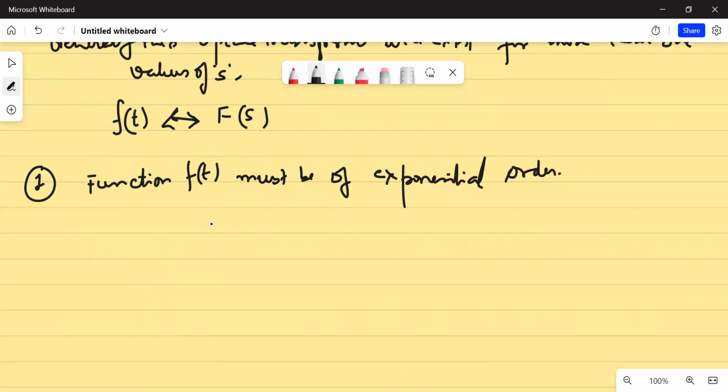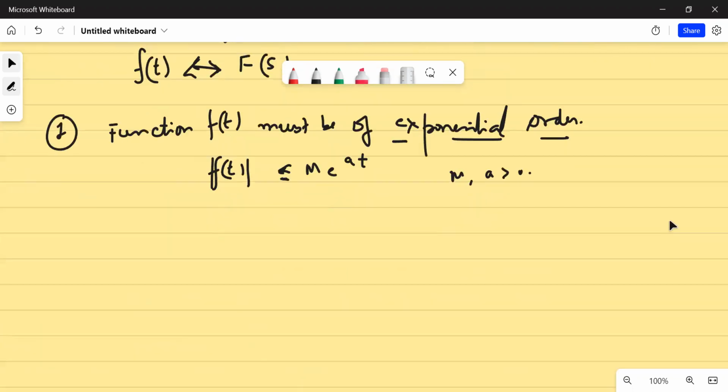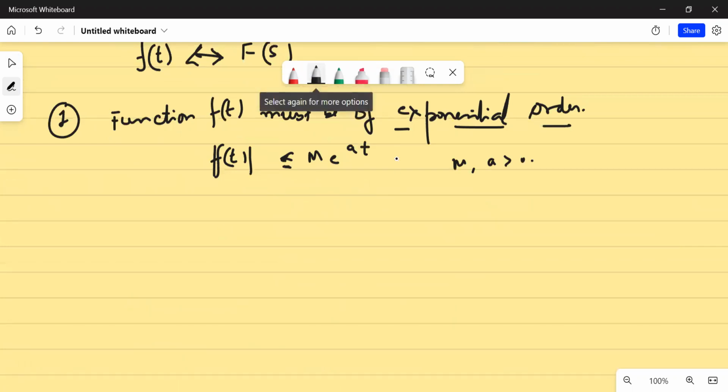When I say that my function is of exponential order, that implies |f(t)| can be written as less than or equal to M e^(at), where M and a are some positive constants. If I can write it in this fashion, then the function f(t) is of exponential order, and then this particular integral would converge. So this is the first prima facie thing one needs to see: if your function f(t) is of exponential order, then your Laplace transform would exist.